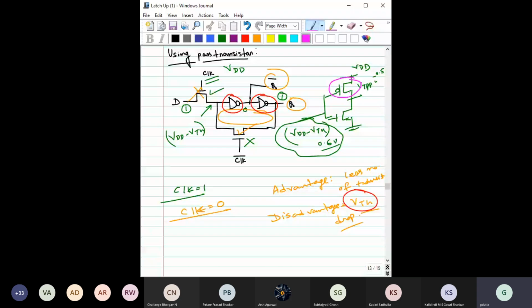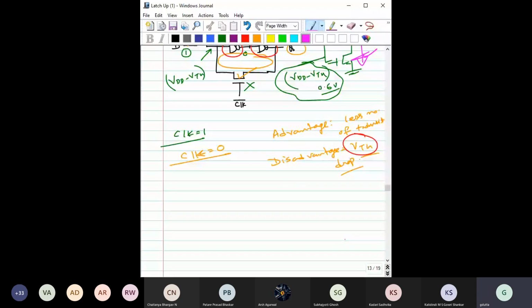Anyway, this is on, right? This is on. Now this is also on. So there is a possibility of static power dissipation, right? So that is the reason why it is not good to have one threshold voltage drop at this output if you want to use that to drive a static inverter afterward, or any static CMOS gate after that, right?